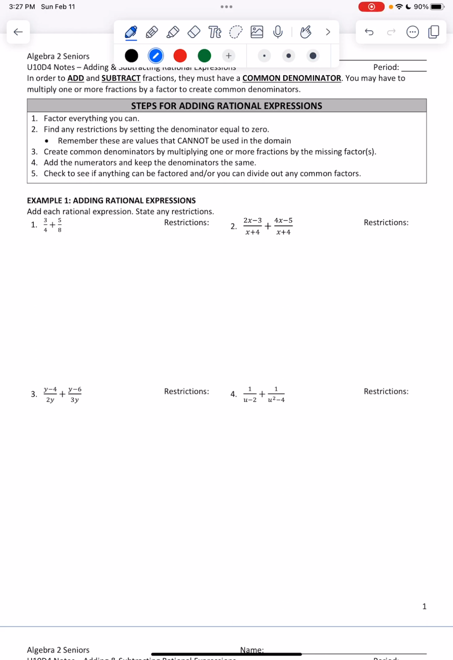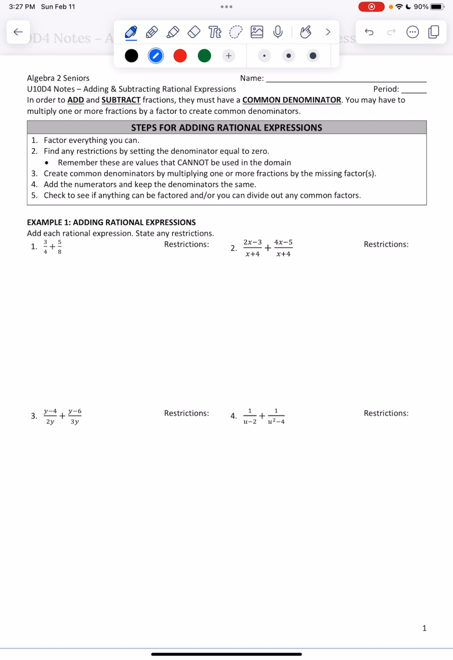All right, finishing up Unit 10 here, dealing with rational expressions again, but today the operation we're working with is addition and subtraction. Addition and subtraction is the hardest because in order to add or subtract fractions, they have to have a common denominator. So we're going to have to multiply one or more of the fractions by something to create common denominators if they don't have the same denominator.